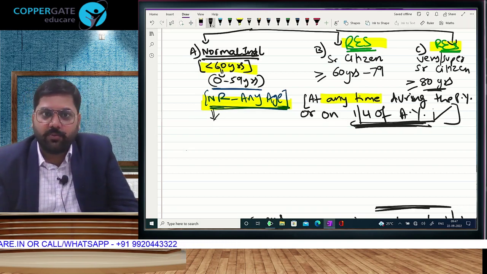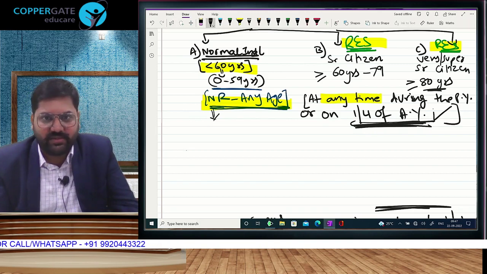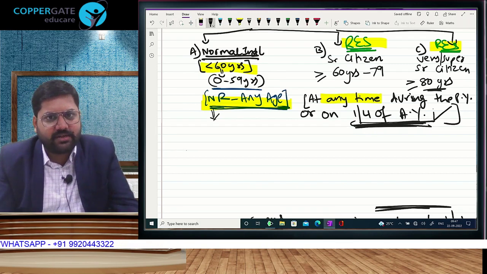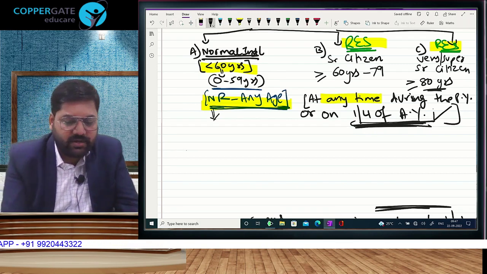Today, all of us are poor. We don't have income. We are CA students and professors, no income. But someday in life, we will have income and we will pay tax as per what rates.